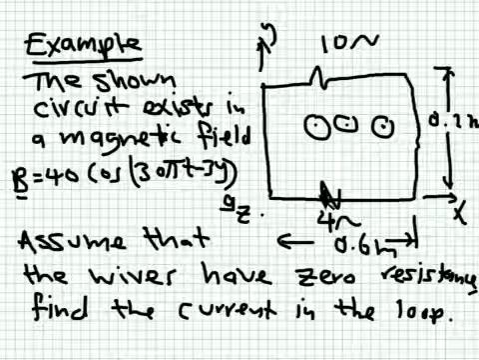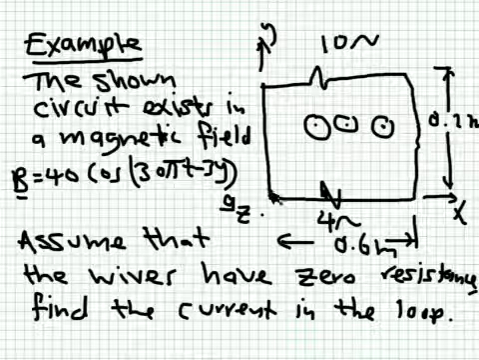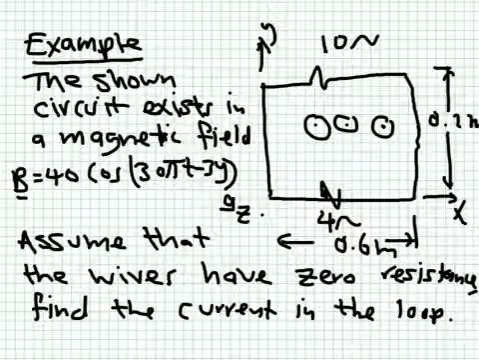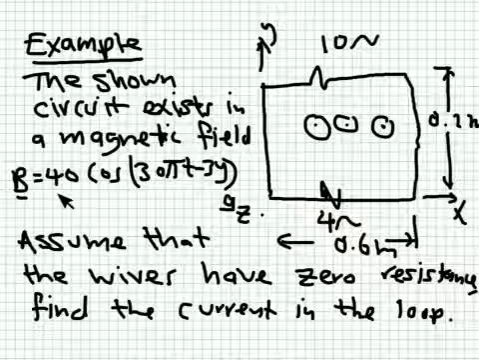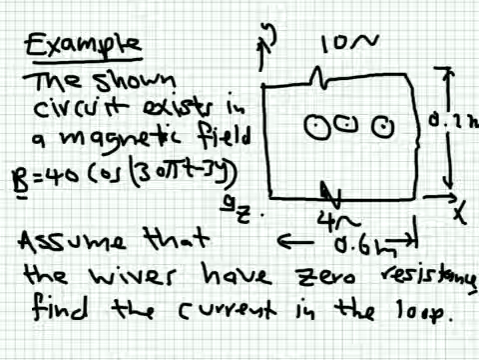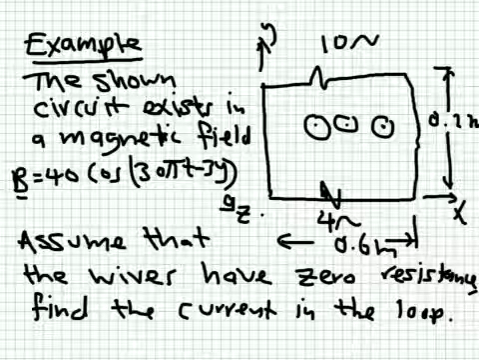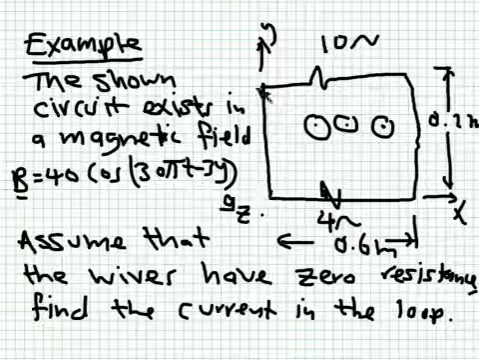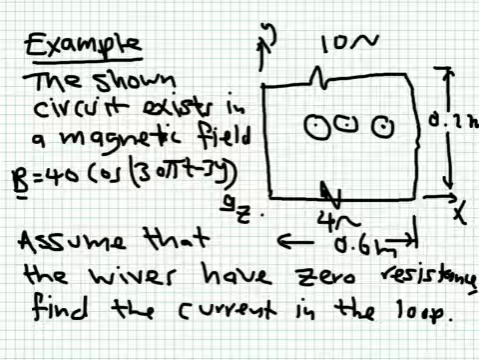So here the dimensions of the coil do not change with time. The flux going through it is what's time varying. So it is 40 cosine(30 pi t minus 3y) in the z direction. We assume here that the rest of the wires do not have any resistance, and we would like to find the current in this loop.